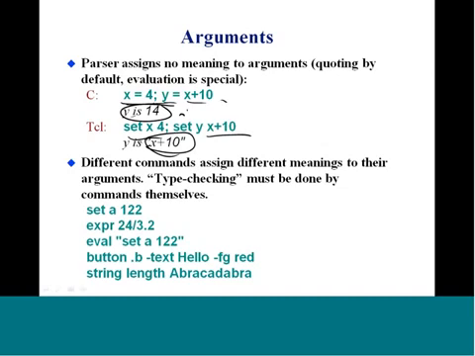So here we have a set of commands. First one, set A 112. Then we have another command called expr, which evaluates an expression, and we can see there is a fixed point number and a floating point number. So how does this get interpreted? The third one is an eval. Eval has a string as an argument, and in this example, button.b has many arguments actually. button.b has -text as an argument, hello is an argument, -fg is an argument, and red is an argument.